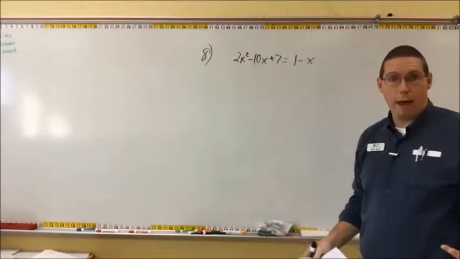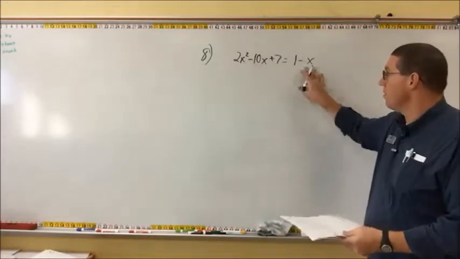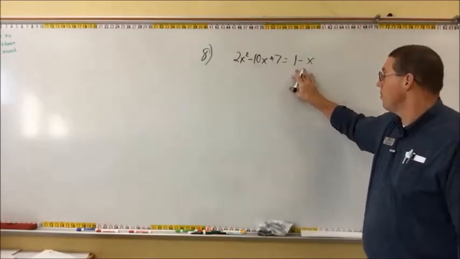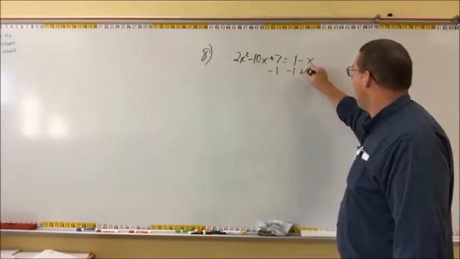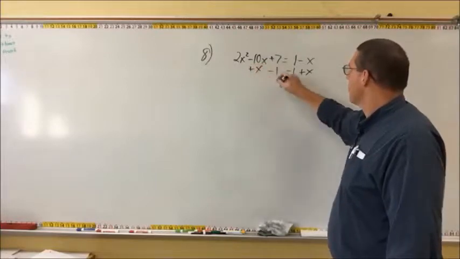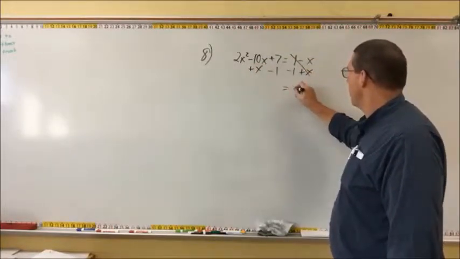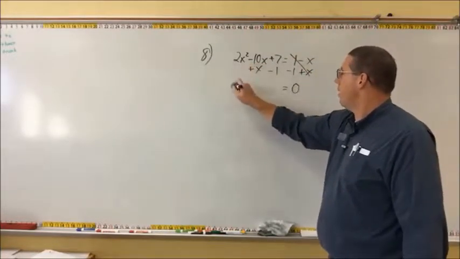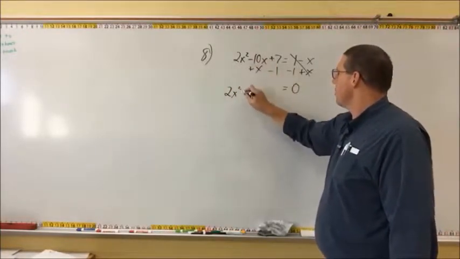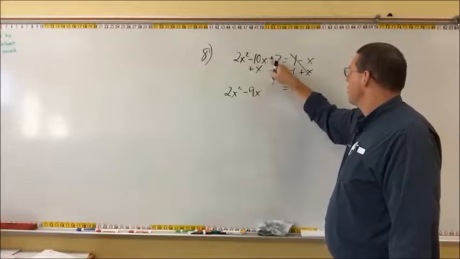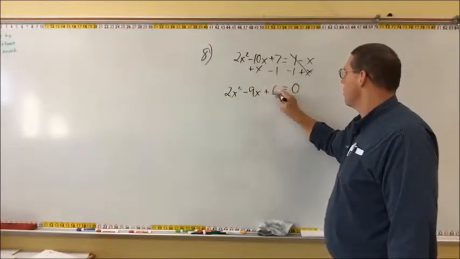Again, it's a quadratic, so I want to set one of the sides equal to 0. So I'm going to move this stuff over to here. Subtract 1, subtract 1. Add x, add x. This side cancels and becomes 0. Bring down the 2x squared. Negative 10x plus x is negative 9x. 7 minus 1 is 6.